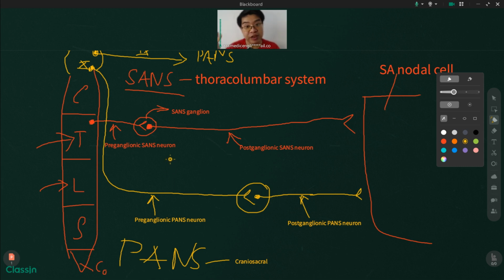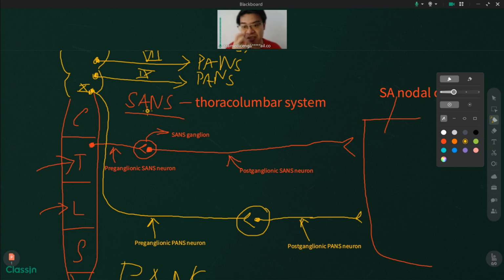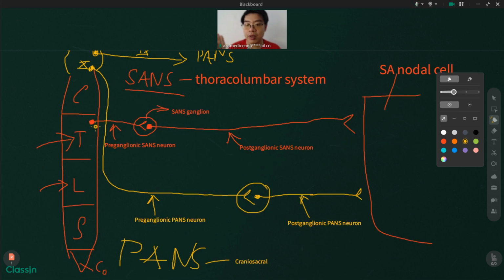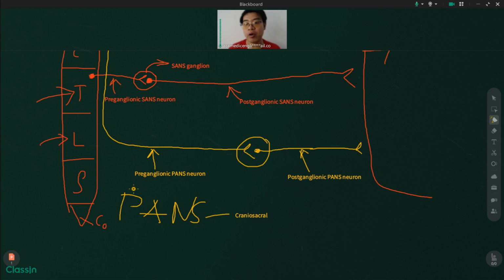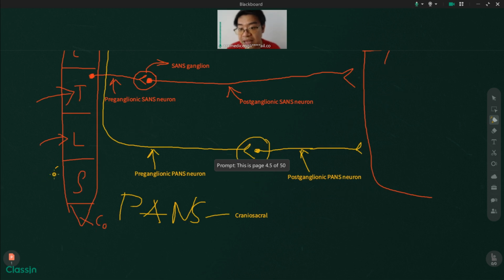But they are just different in where they go out of. So the SANS, or sympathetic nervous system, is the thoracolumbar system, which means that the cell body of the preganglionic sympathetic neuron will go out from these two segments, thoracic and lumbar, of the spinal cord. While the parasympathetic preganglionic neurons will have the cell body at the cranial segment, aka the brain, and the sacral segment from S2 to S4. So you have S2 here, S3 here, and S4 here.